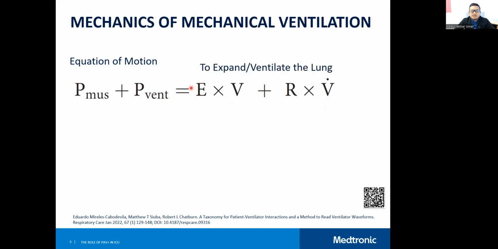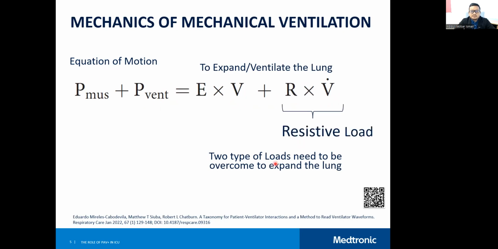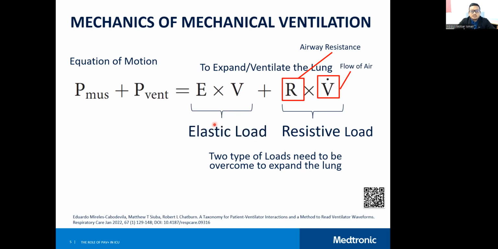To expand or ventilate the lung, there are two types of load that you need to overcome. Number one is the resistive load. When air goes from the ventilator into the ETT and into the patient's airway, you encounter the resistance provided by the airways. So the resistive load consists of the airway resistance itself and the flow of air going through the airways. Number two is the elastic load, given by the elastance of the lungs and chest wall and the volume being expanded inside the lung. So there are two loads that need to be overcome in order to expand or ventilate the lung.